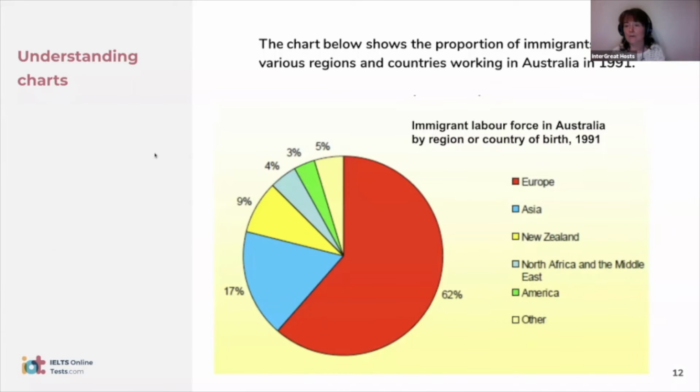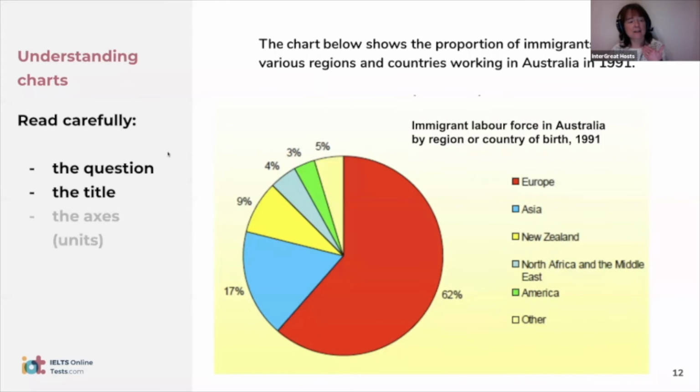So this is the one that we are going to write together, okay? So as we said, it's a static chart. We don't have a timeline here, okay? We're only talking about one specific year. So again, we're going to look at these different things, okay?